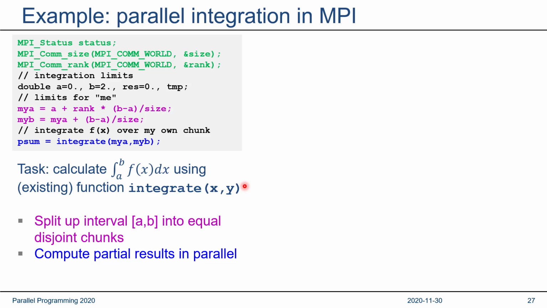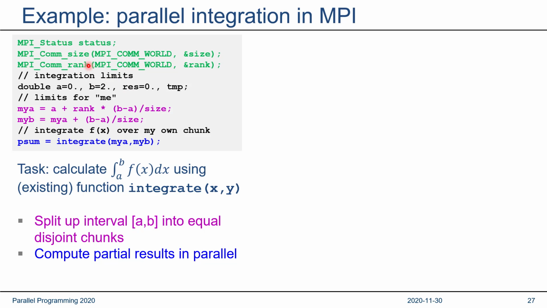At the end, let's look at a simple example. This is more than just hello world. It actually comprises work sharing. It's parallel integration. We assume that you have a function f and you want to calculate an integral from a to b of f(x) dx. The actual integration numerics is implemented in the function integrate. We presuppose that this function already exists somewhere else. Now the general strategy here is to split up the interval from a to b into equal and disjoint chunks and compute partial results in parallel. So this is what is done here.